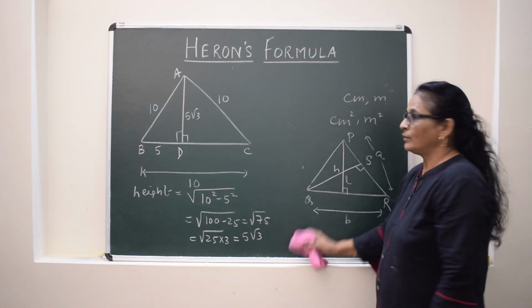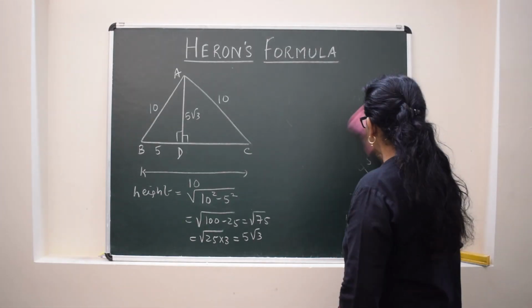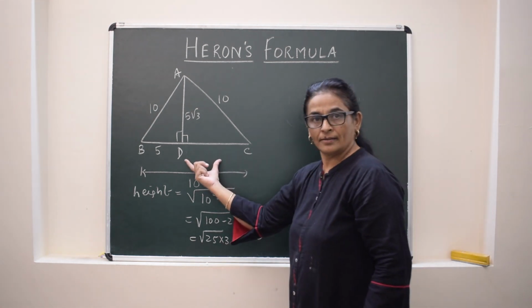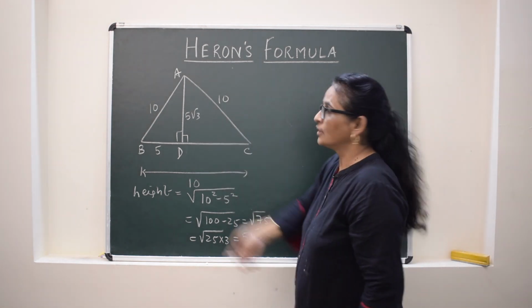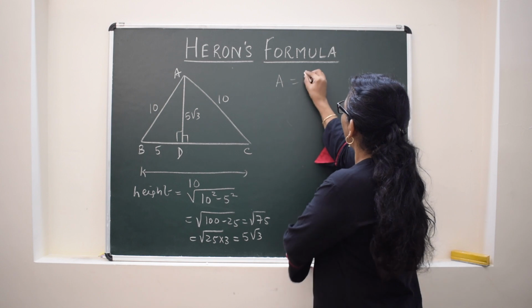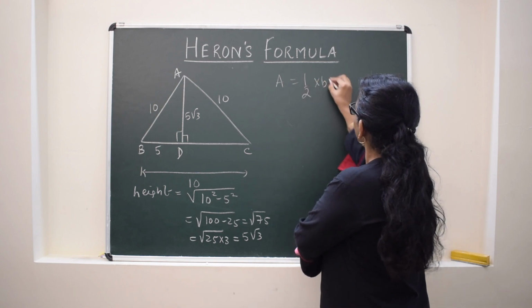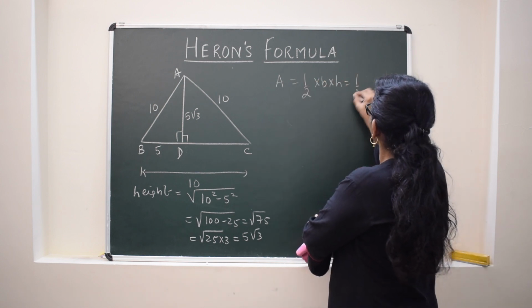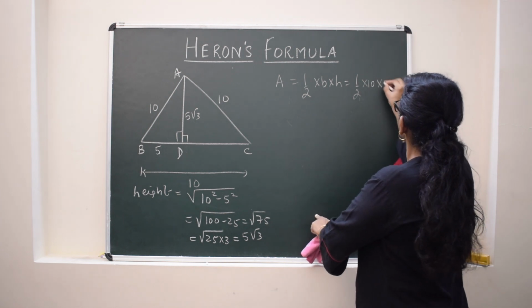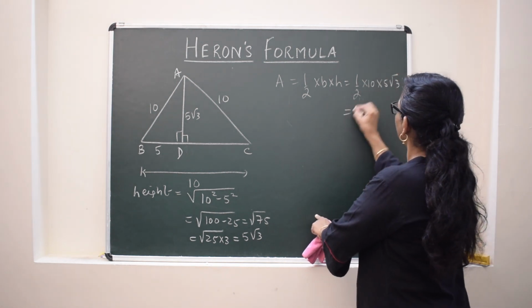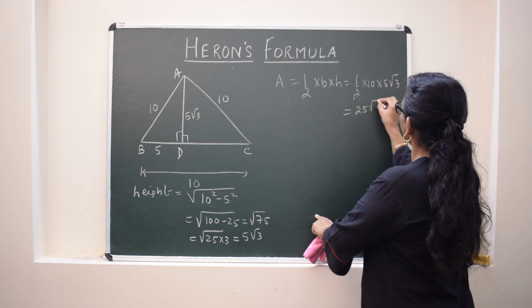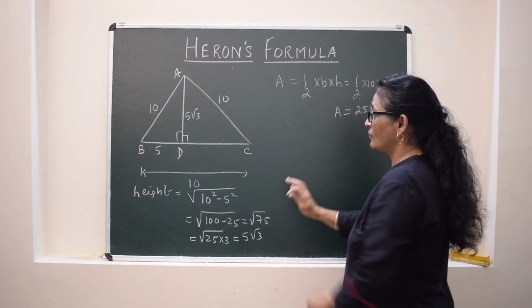So its area will be half into base into height. Base is 10 and height we have calculated. So half into base into height will give us 10 into 5 root 3. This will be 25 root 3. This is the way we have done it.